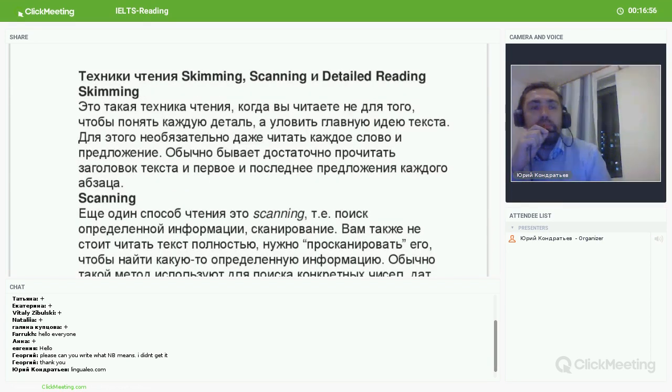Okay, so now skimming, scanning, and detailed reading. Skimming is the type of reading technique that you do not to understand every detail of the text, but to understand just the main idea, and you don't need to read every word of it. Actually, sometimes it's enough to understand the heading or the first or the last sentence of the paragraph.